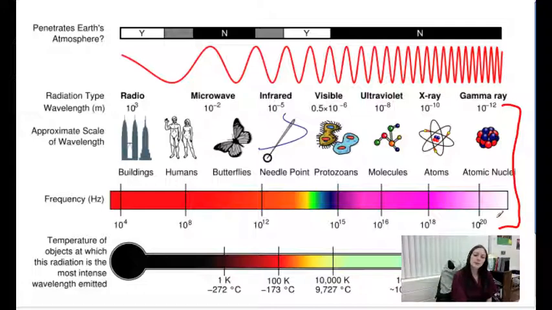Okay. What I liked about this particular electromagnetic spectrum was that it gave some examples. And so if I have a building that's the size of a radio wave, or radio waves are the size of a building, then we have human beings, then we have butterflies, and the point of a needle, protozoans, molecules, atoms, and a nuclei. So gamma ray wavelength is about the size of an atomic nuclei. Very, very small.